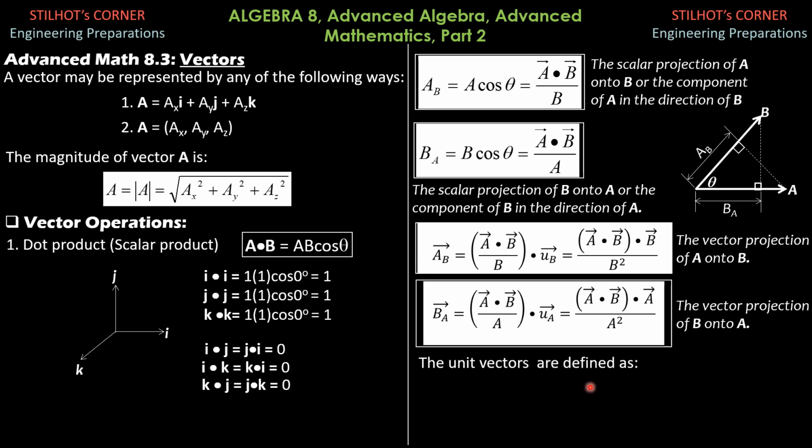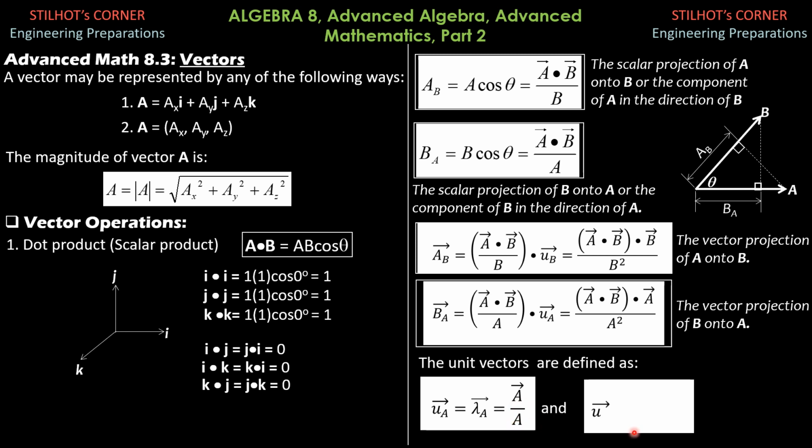The unit vectors are defined as, so u sub a, which is lambda of a, is vector a divided by magnitude of a. And u sub b, unit vector lambda b, is equal to vector b divided by magnitude of b. So that's it.